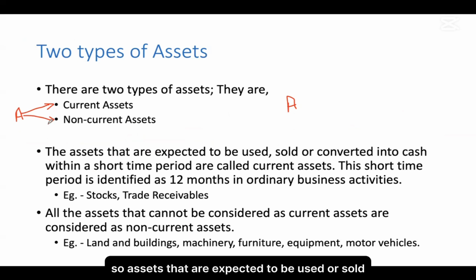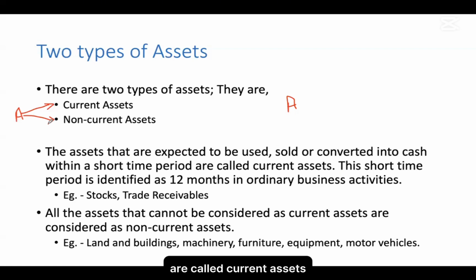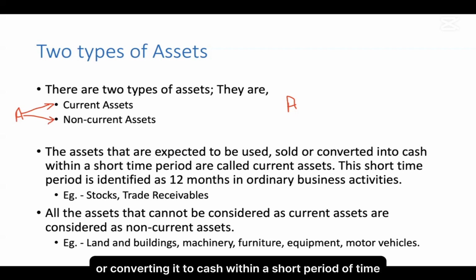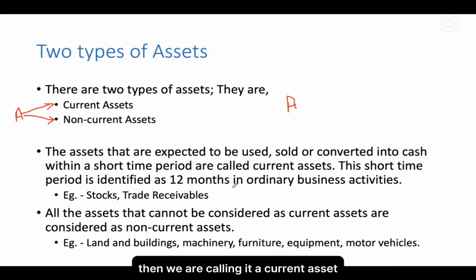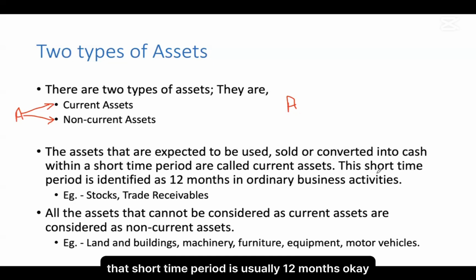Assets that are expected to be used, sold, or converted into cash within a short period of time are called current assets. We are not keeping it for a longer period. We are either using it, selling it, or converting it to cash within a short period of time. Then we call it a current asset. That short time period is usually 12 months.